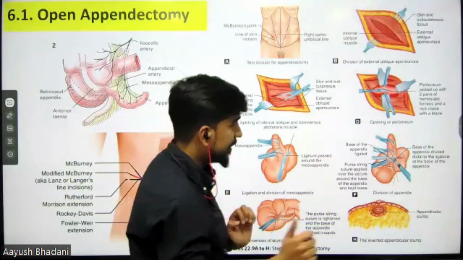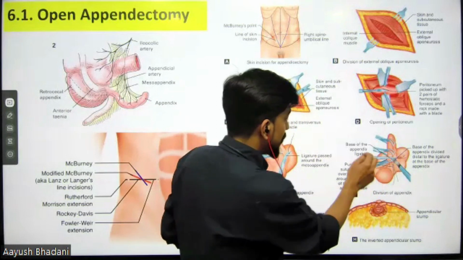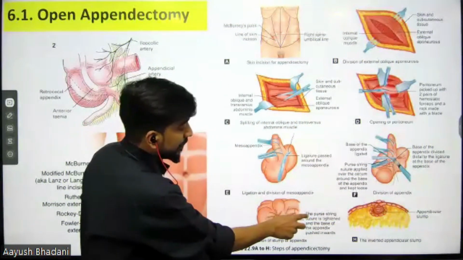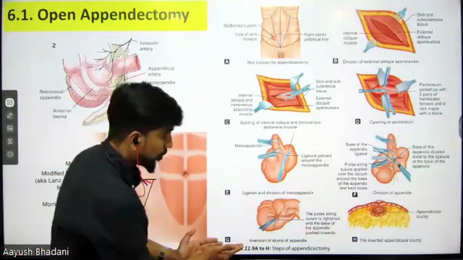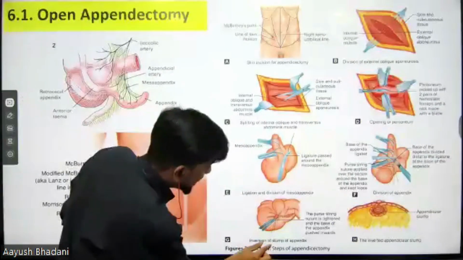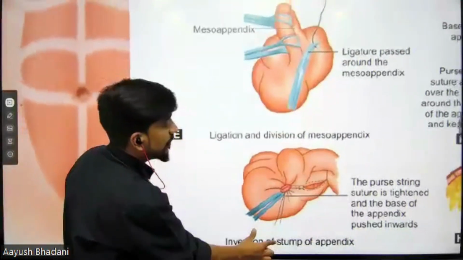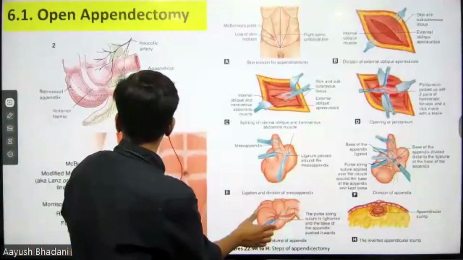Ligature is passed on the base. The base of the appendix is divided distal to the ligature. Okay. Purse string suture is put. Now see, the purse string suture is tightened and the base of the appendix is pushed inwards. This is known as the inversion of the stump of the appendix. I hope everything is clear till now.